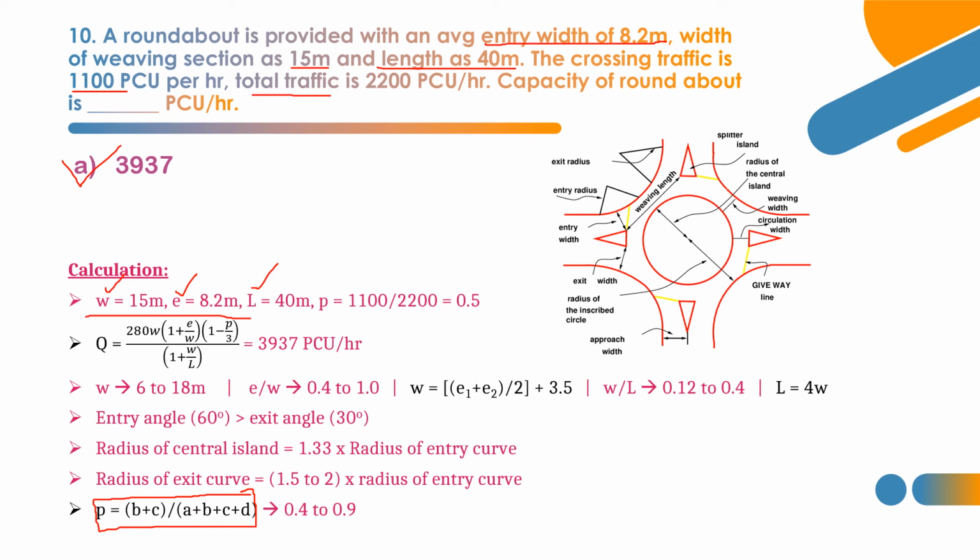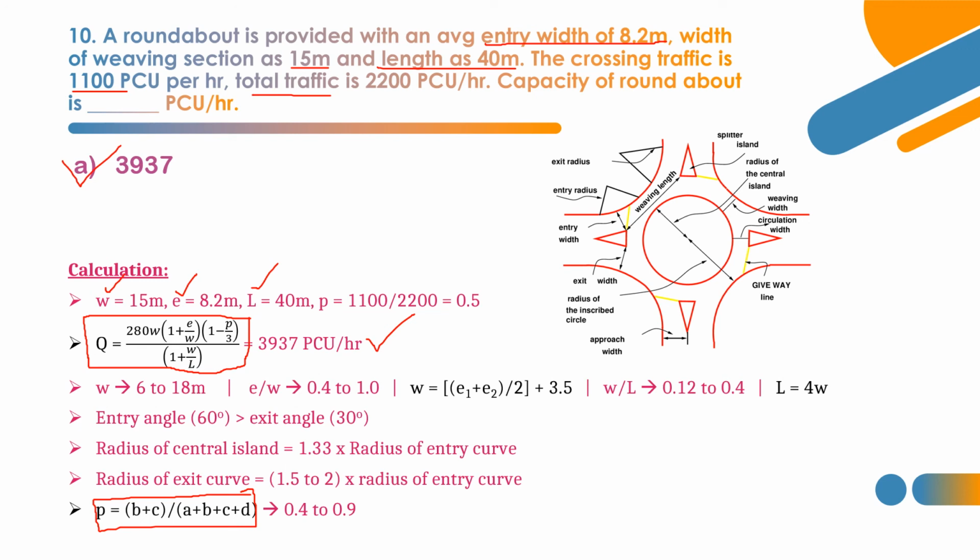And this is the capacity formula adopted in a roundabout or rotary intersection. Capital Q is equal to 280 W into (1 plus E by W) into (1 minus P by 3) divided by (1 plus W by L). We know small w, E, P, L, all the values. Just substitute with proper units to get the answer in PCU per hour. So the answer is 3937.